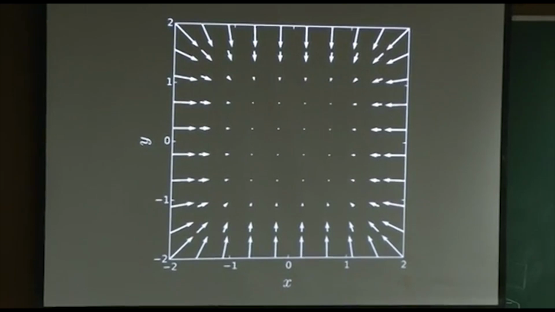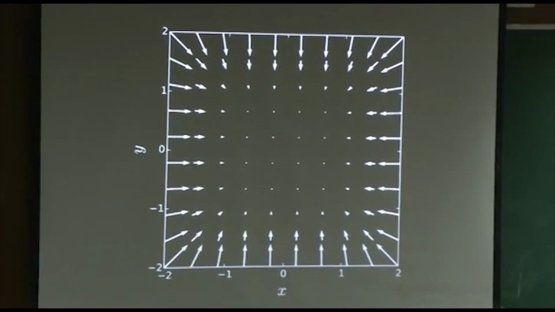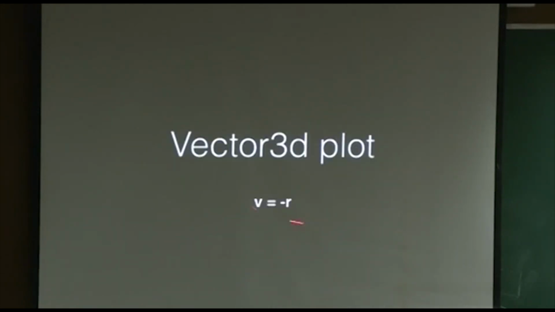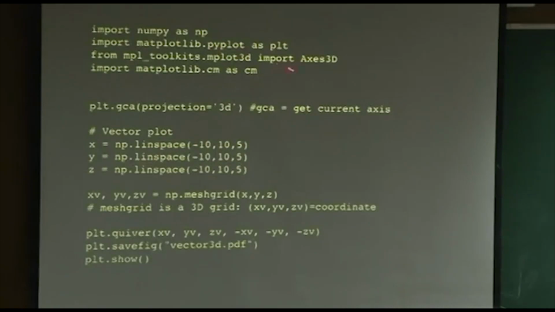This was for 2D, and the next one is 3D. You can also make 3D vectors. For 3D vectors, there are only a couple of changes we need to do. It is a 3D plot now, so this is going to be minus r vector. Now I need a function, this mplot3D, so this line has to be included. This is the mpl toolkit.